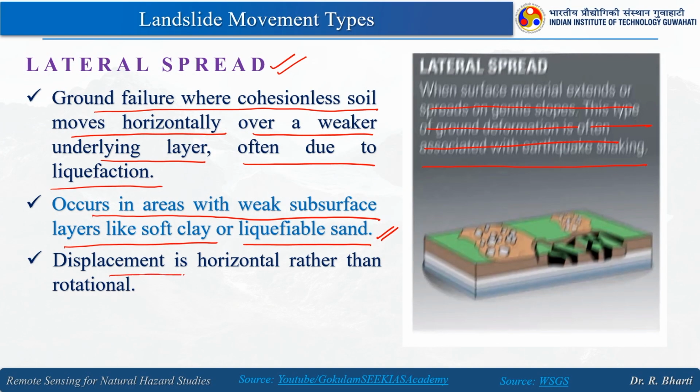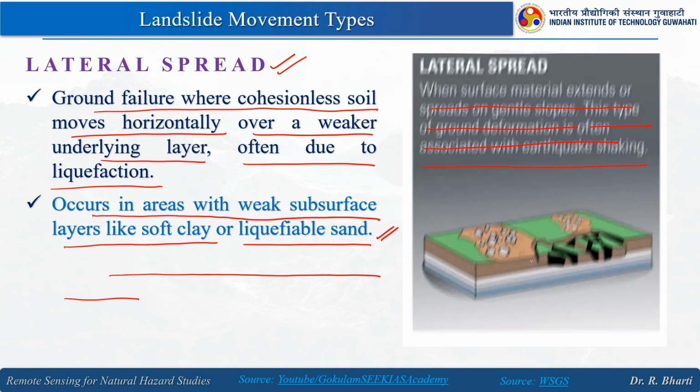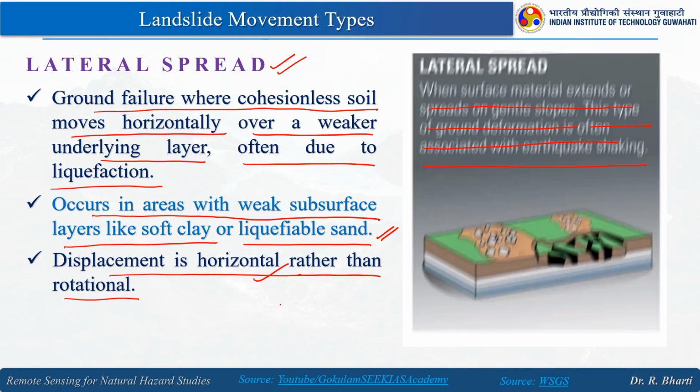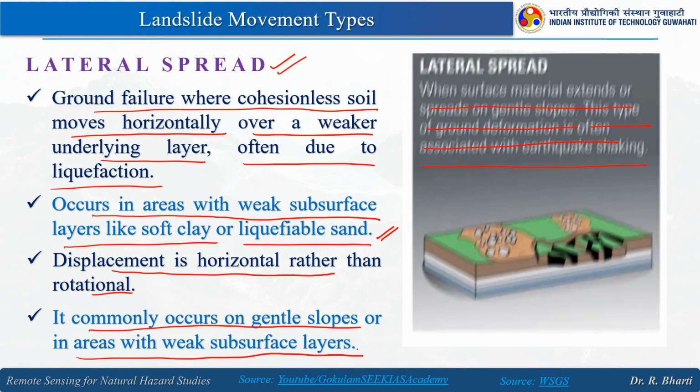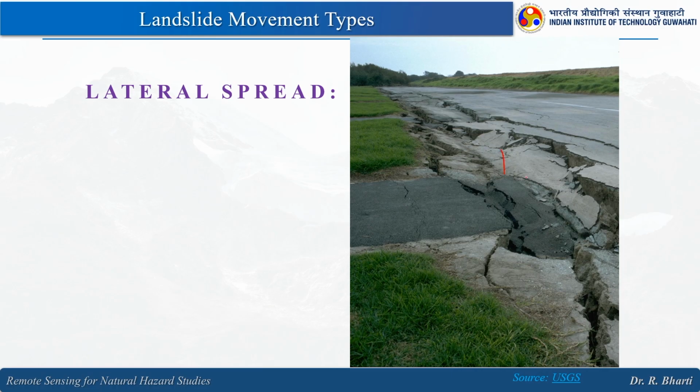So, displacement is horizontal rather than rotational. Here you can see the horizontal displacement. When we talk about the lateral spread, the displacement is horizontal rather than rotational. It commonly occurs on gentle slopes or in areas with weak subsurface layers. So, this is how lateral spread appears in the field.